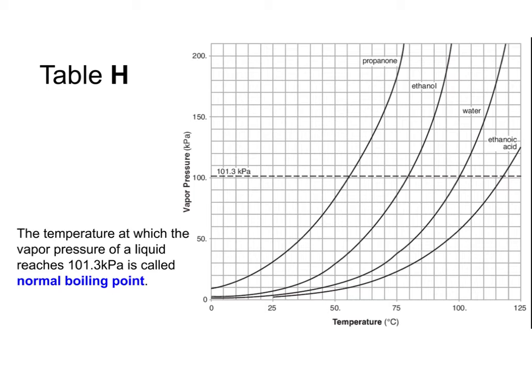To standardize the boiling point of liquids, people came up with the concept of normal boiling point. Since the majority of people live at sea level and experience normal or standard atmospheric pressure of 101.3 kilopascal, it was decided that out of multiple boiling points that a liquid might have, we call the temperature at which the vapor pressure of a liquid reaches 101.3 kilopascal its normal boiling point. So for water, 100 degrees Celsius is the normal boiling point.